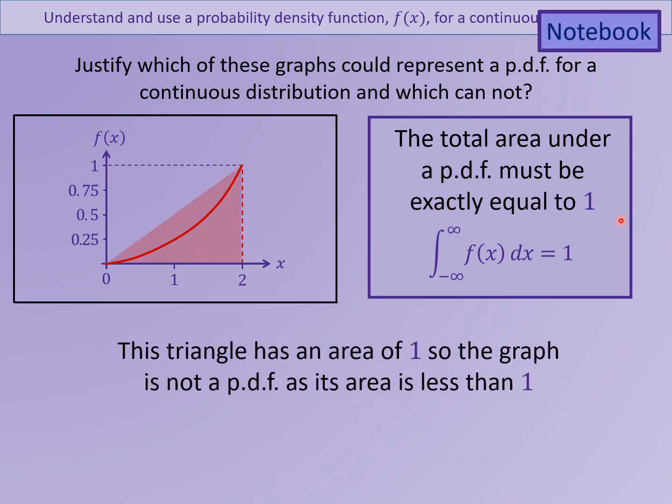Now, we don't actually need to calculate this. We can see that if this were to be drawn as a triangle instead of a curve, this triangle would have an area of 1. It's half base times height would give us 1 here. Because the curve is clearly below the triangle here, this graph has got an area less than 1, therefore it doesn't represent a PDF.